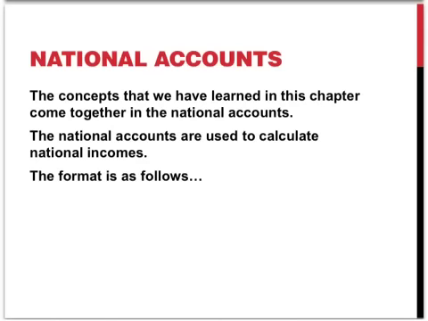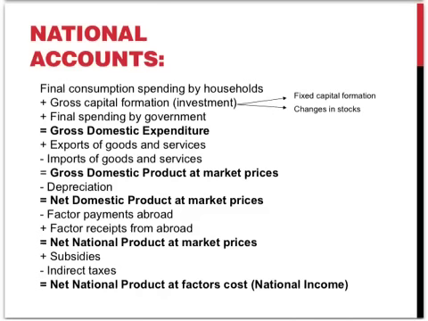The format is as follows. You start the calculations with the final consumption spending by households, that's C, plus gross capital formation or investment, which is split into two parts, fixed capital formation and changes in stocks. Then you add the final spending by government, and this gives gross domestic expenditure. Adding on the exports of goods and services and subtracting the imports of goods and services gives the gross domestic product at market prices. Up to this part, you're familiar with it. C plus I plus G plus X minus Z gives the GDP.